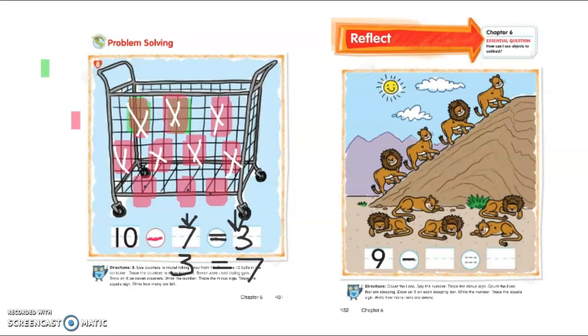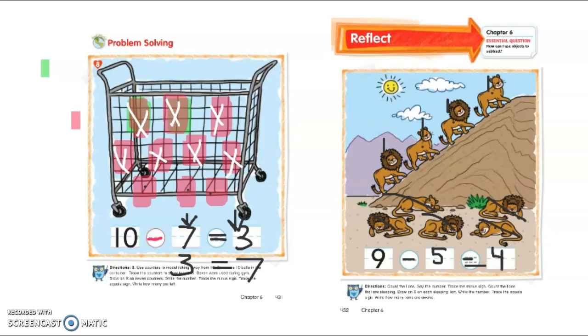Count the lions that are sleeping. Draw an X on each sleeping lion. 1, 2, 3, 4, 5. That 5 goes in our next blank because 5 lions are still sleeping. Trace our equal sign. Now count how many lions are awake. 9 minus 5 equals 1, 2, 3, 4. There are 4 lions awake, so 9 minus 5 equals 4.